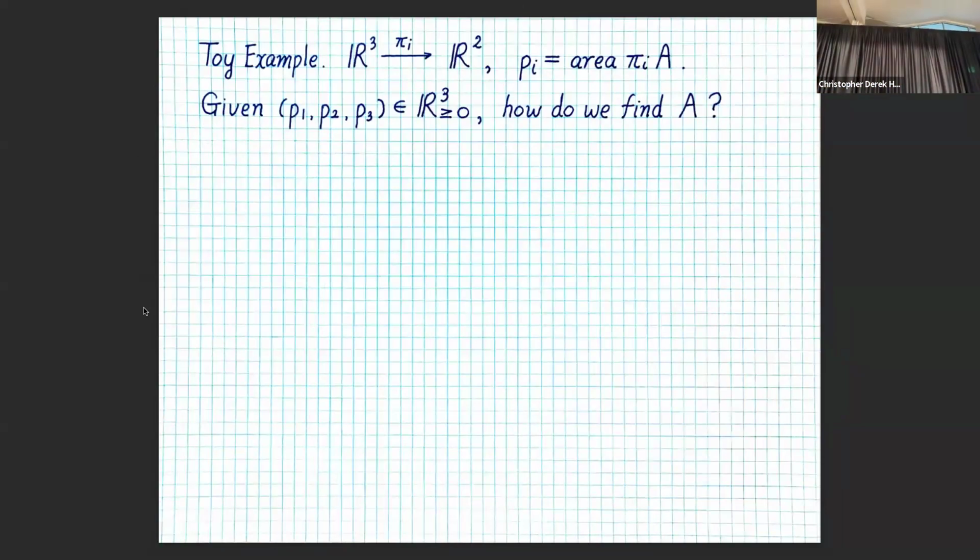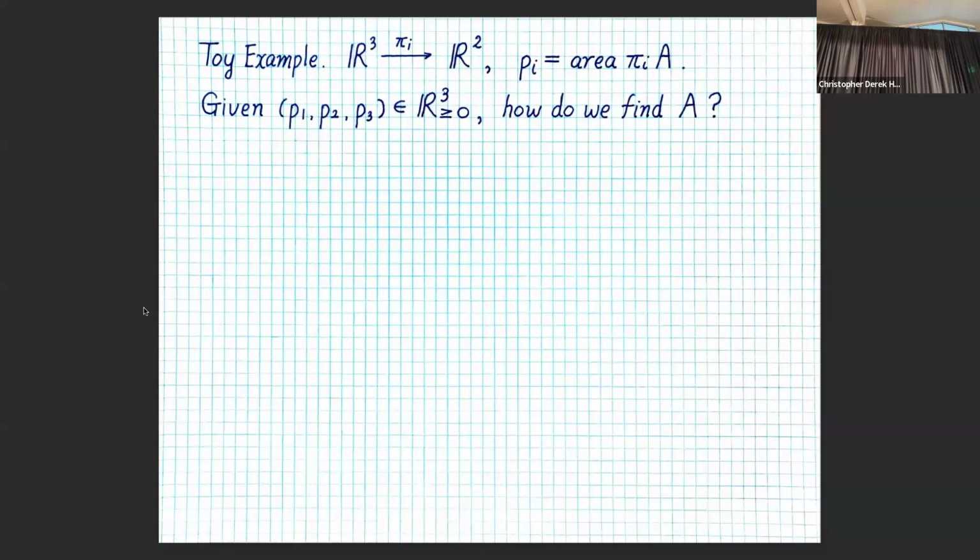Okay, so just to give you a feeling why the boundary case might be interesting, let me give you a toy example. This is a trivial problem. So we ask the same question from R3 to R2. So there are 3 coordinate projections. This is codimensional projection. So we have 3 projection areas. So given P1, P2, P3, how do we find A? In this case, as you may imagine, there are no restrictions on P1, P2, P3, other than that they should be non-negative. But any sane person, when given this problem, will say, oh, it has an obvious solution.